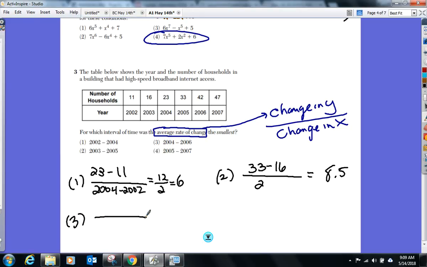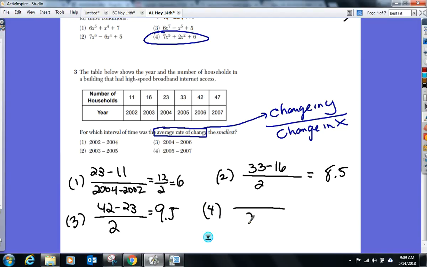Okay, choice 3. Still out of 2 years on the bottom. Ryan, give me a number. 2. So I'm looking at 2006. What do you have? 42 minus 2004? 23. When you're ready, Olivia, let me know what that average rate of change is. 9.5. All right. Let's see if anybody can beat the smallest yet.